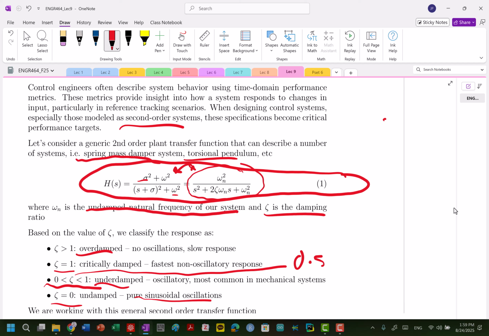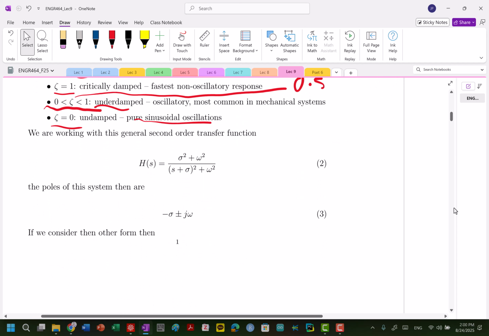So we might need to increase the damping, so increase our C. We may need to increase our stiffness in order to get a more damped response. You can start to see we're going to make a connection between the response of the system and those physical parameters. That's always the most important aspect here. So let's get to it.